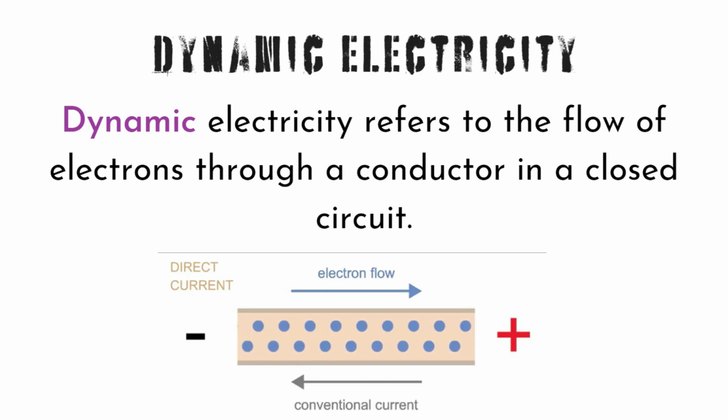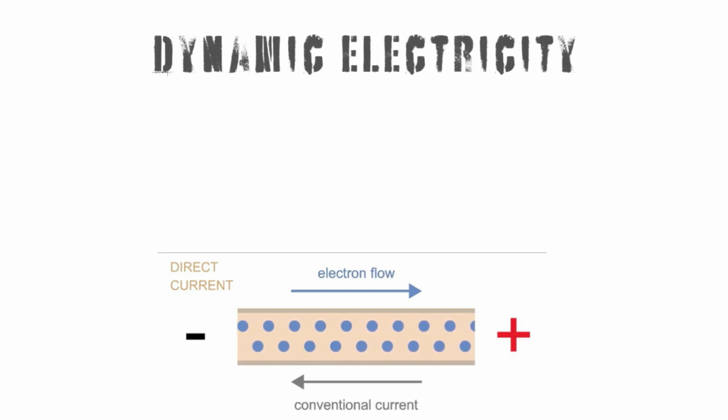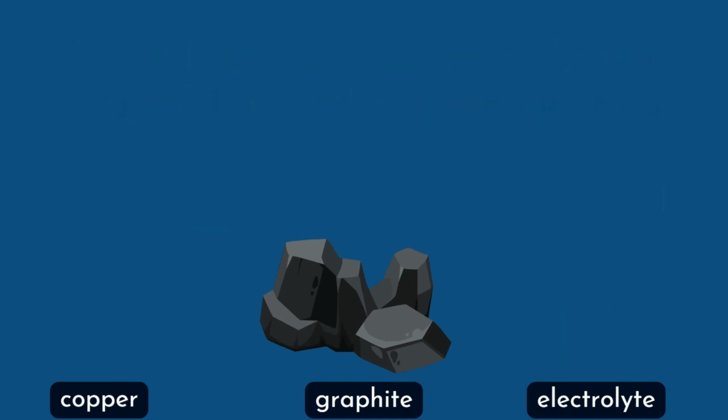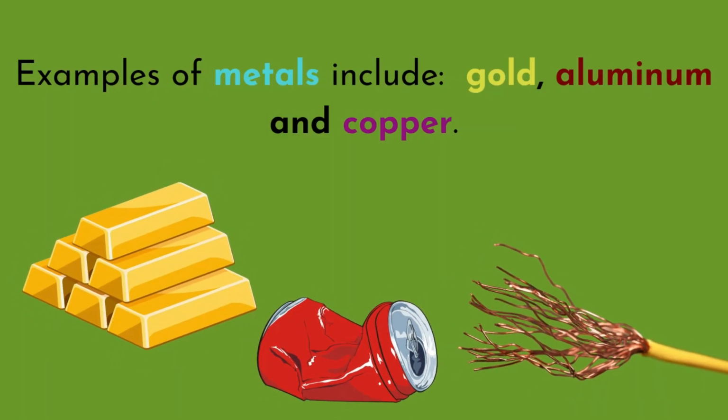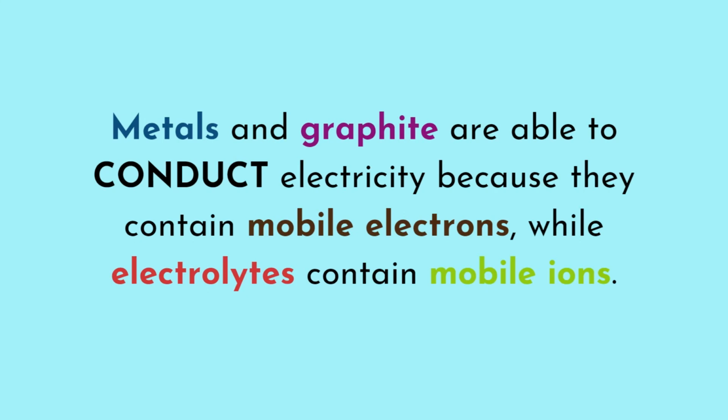Dynamic electricity refers to the flow of electrons through a conductor in a closed circuit. Metals, graphite, and electrolytes are types of conductors of electric charge. Examples of metals include gold, aluminum, and copper. Metals and graphite are able to conduct electricity because they contain mobile electrons, while electrolytes contain mobile ions.